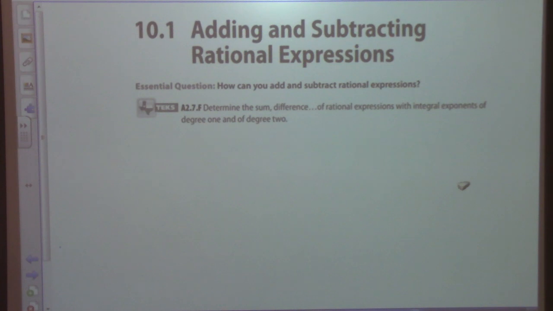Chapter 9, which we were recently working on, has to do with rational equations. Remember we had the rational equations? There'll be something like this: f of x equals 2 times 1 over x plus 3, plus 4. This is an example of a rational equation. So what is a rational expression?